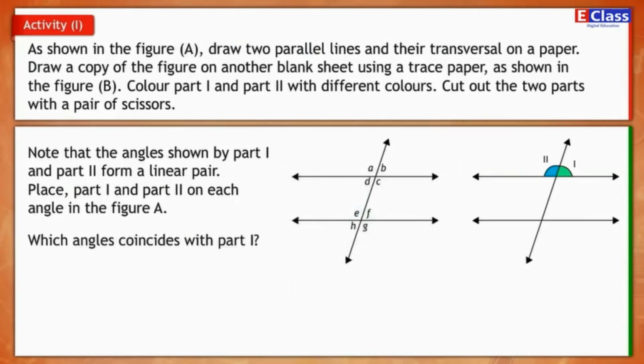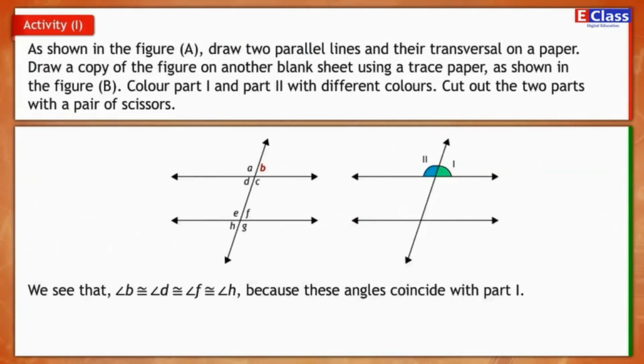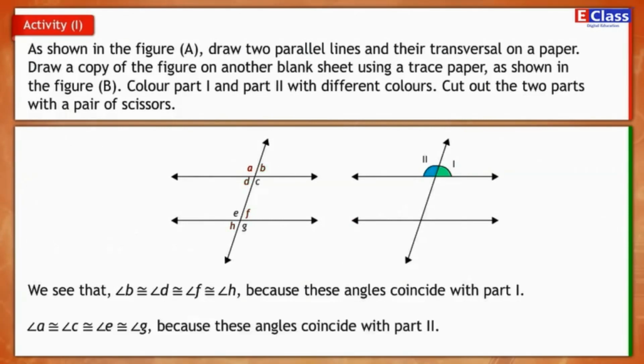Which angles coincide with part 1? Which angles coincide with part 2? We see that angle B is congruent to angle D, is congruent to angle F, is congruent to angle H, because these angles coincide with part 1. Angle A is congruent to angle C, is congruent to angle E, is congruent to angle G, because these angles coincide with part 2.